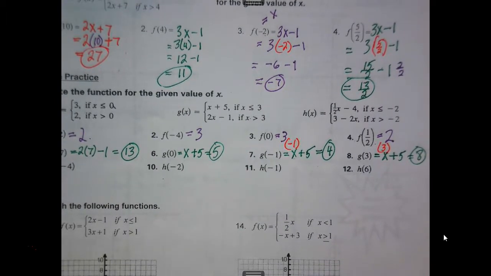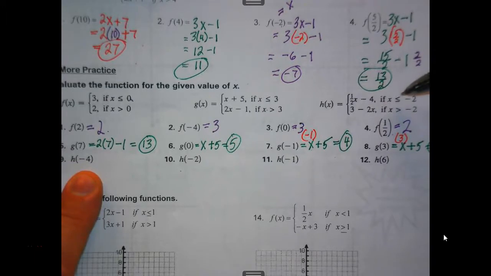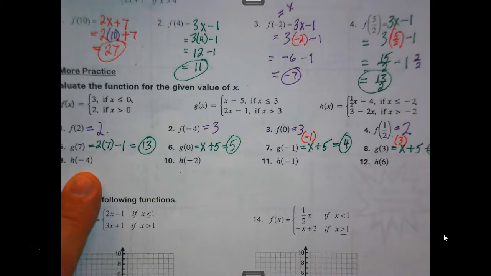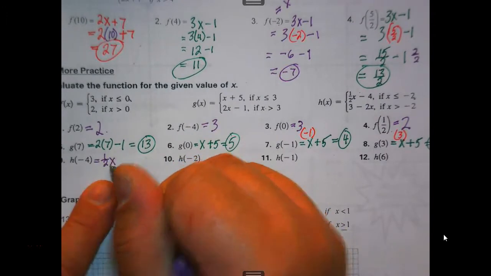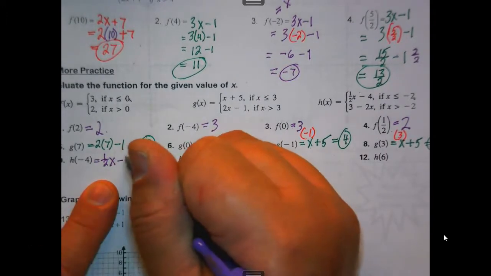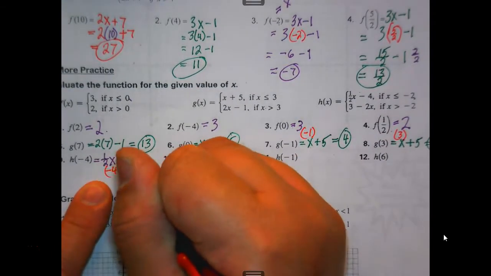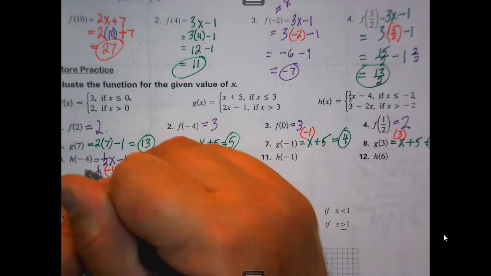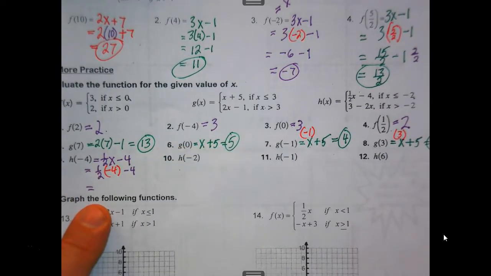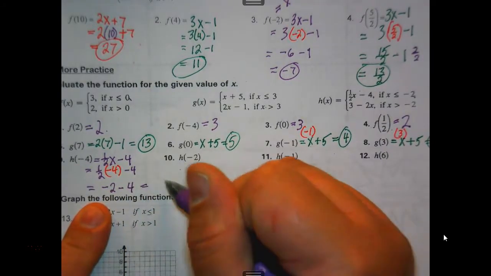Okay, what about the h function? H of -4. -4 is less than or equal to -2, so I use the top one. So I have 1/2 x minus 4, and I'm substituting in -4 for x. So what's half of -4? -2 minus 4, -6.